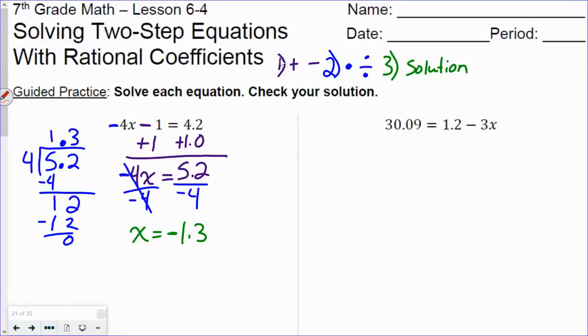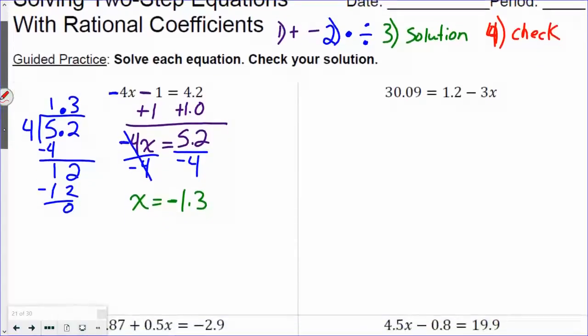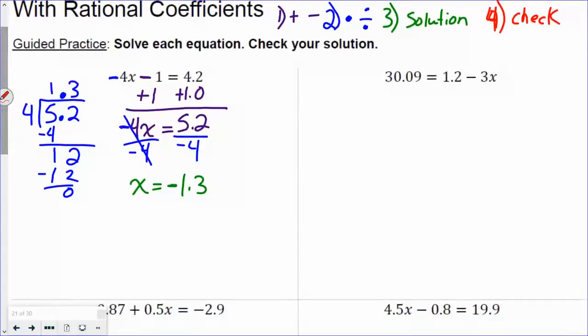Then remember, we are always checking for our work. Some of you are getting lazy on the checking. You gotta make sure when you're checking, you keep the equation exactly as it is. You're not changing anything. Then where x is where our solution goes. Okay? So a negative 1 and 3/10.